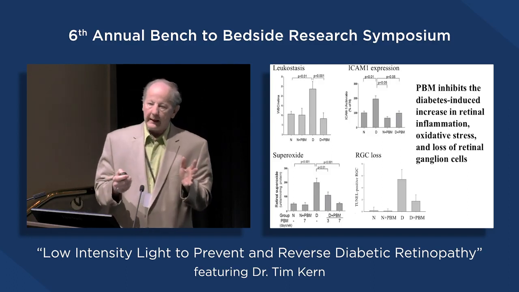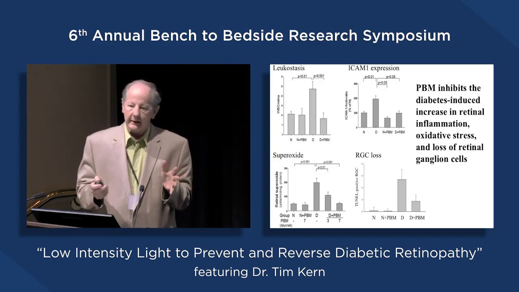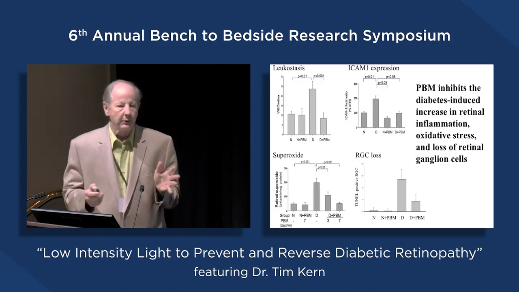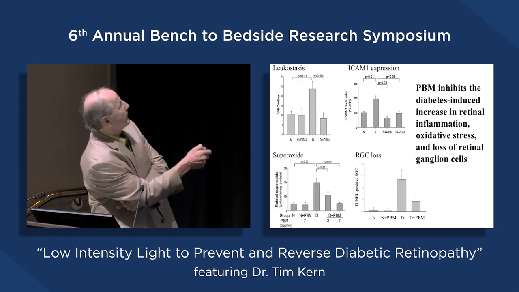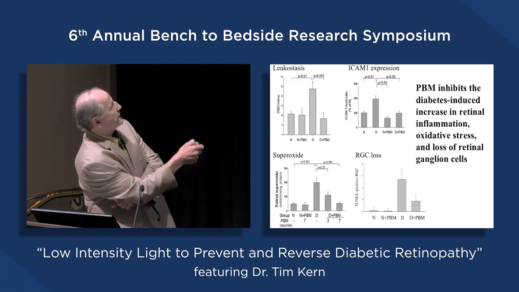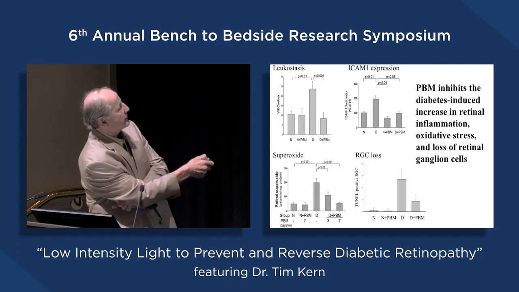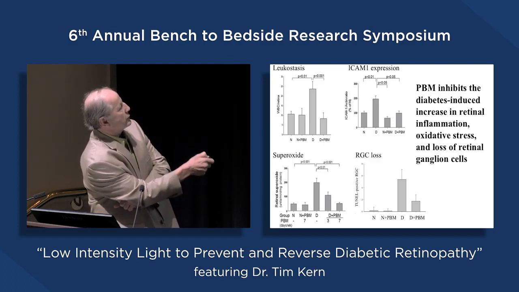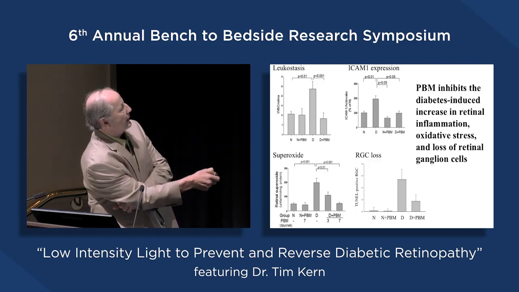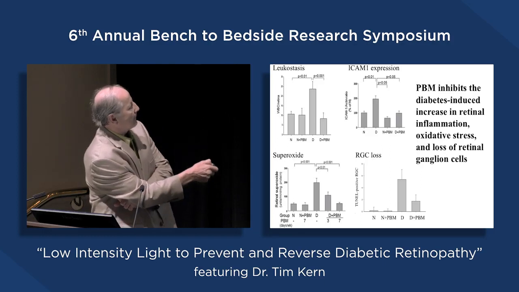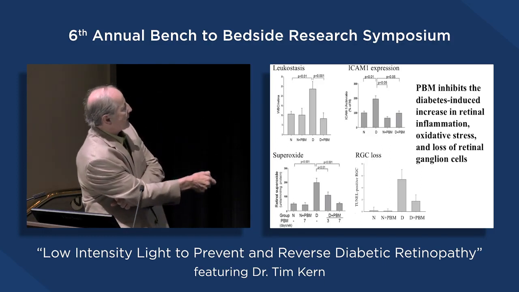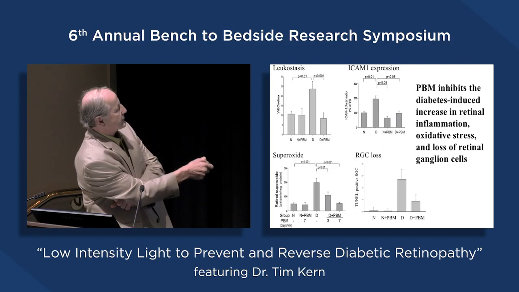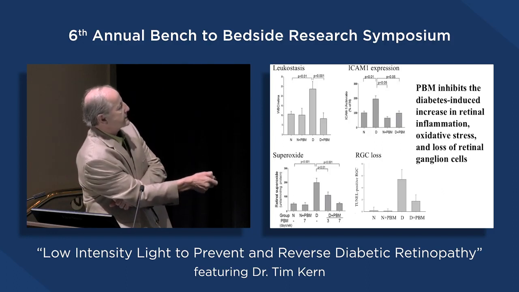Right now, the data that we have, it looks like light therapy is acting like aspirin. It's doing pretty much everything. Here is leukostasis, the white blood cell adhering to the blood vessels of the retina. Here is ICAM expression. So these two are markers of inflammation occurring in the retina. Retinal superoxide production. This is oxidative stress and ganglion cell loss.